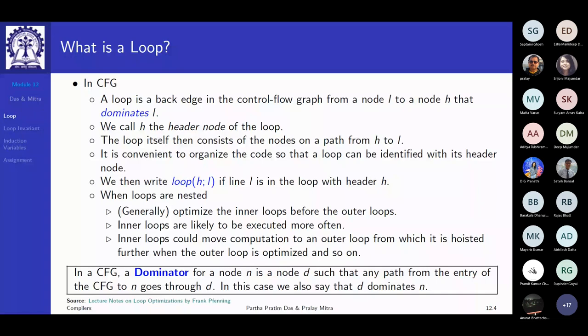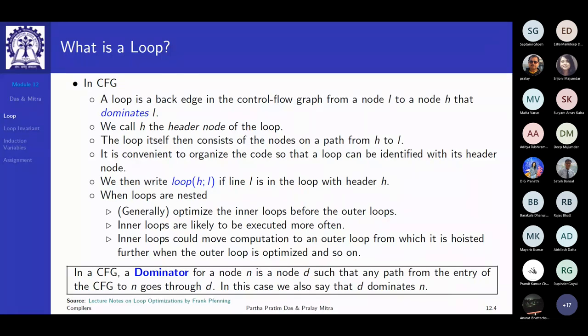And if there is a back edge from node L to node H, such that H dominates L, then you are saying that you are coming back. So the domination ensures that to reach L, you must have crossed H, and then you are coming back to H again.